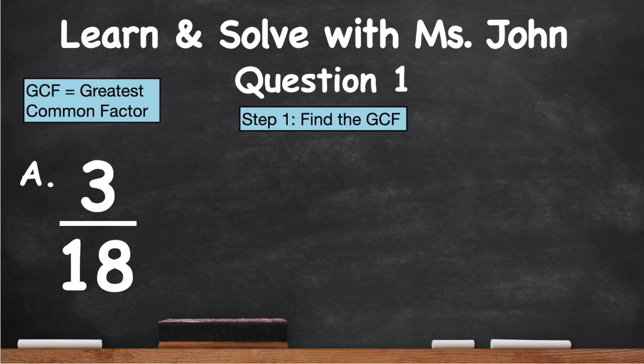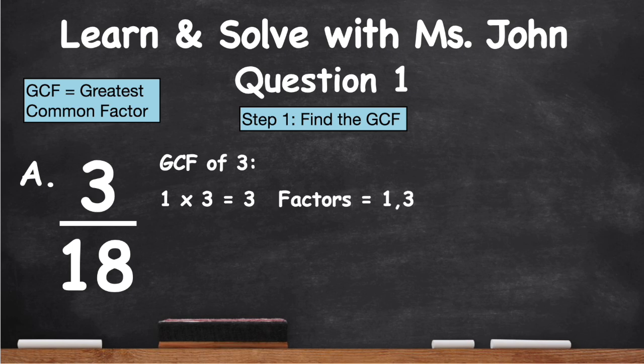So we're going to first find the GCF of 3. So the factors of 3 are 1 times 3. Therefore, the factors are 1 and 3. Now let's find the GCF of 18.